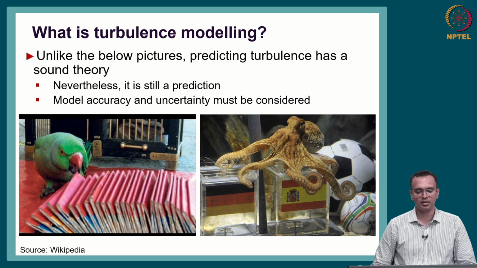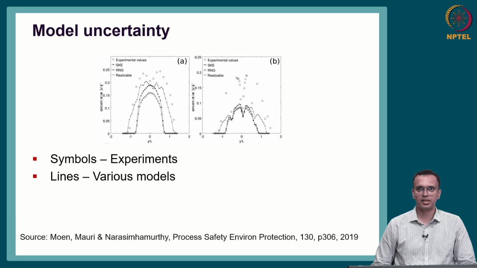So this aspect has to be kept in mind, that when we are talking about turbulence modeling, we are actually predicting the flow. And when we have a prediction, obviously it comes with an error. So model accuracy and model uncertainty must be considered while making such studies. And since I talked about model uncertainty, I have just added here a graph to illustrate the wide range of uncertainties that you can see.